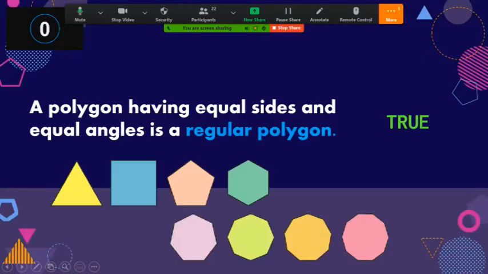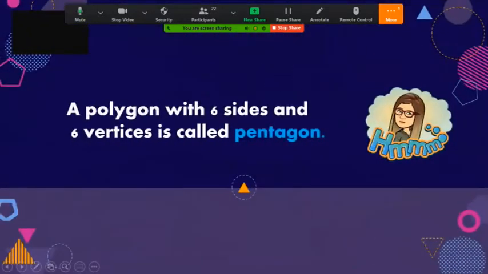Because regular polygons, class, have equal sides and equal angles. Look at these polygons. They are all regular polygons as they have equal sides and equal angles. Okay, let's go to the next question.